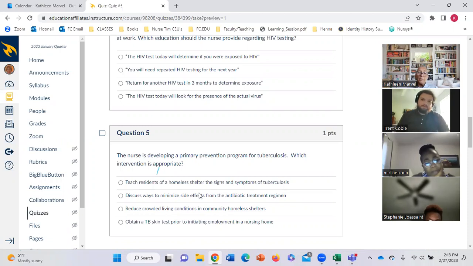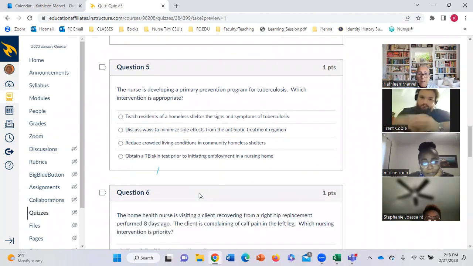Is it primary, secondary, or tertiary? I think it's more like sign and symptom. They say to teach residents the signs and symptoms of TB, because if they already have it, they need to know the signs and symptoms of it. It'll be tertiary. No, it'll be secondary. We don't know that they have it yet, but we know that they live in a homeless shelter and they're at risk for it. You're trying to prevent something.